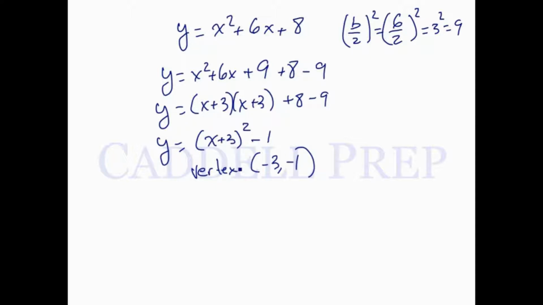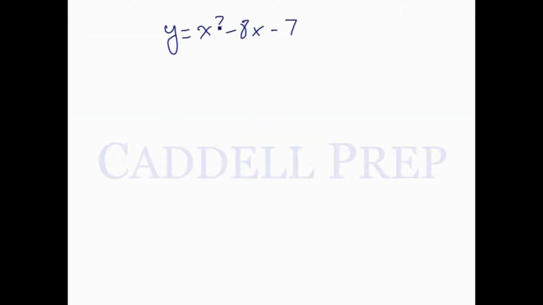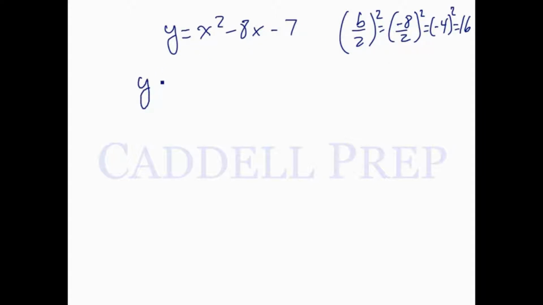Let's look at one more. So let's say we have y equals x squared minus 8x minus 7. We want to complete the square, just focusing on this part here. Take the b term divided by 2 and square it. Negative 8 over 2 squared, which is negative 4 squared, which is 16. So we have x squared minus 8x plus 16, but of course we already have this minus 7 here, and we don't want to change the equation, so we're also going to subtract 16.